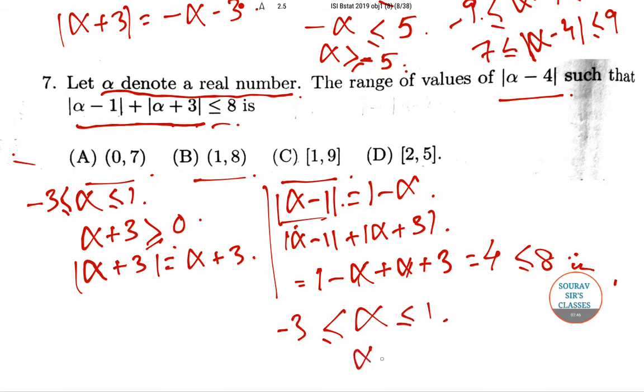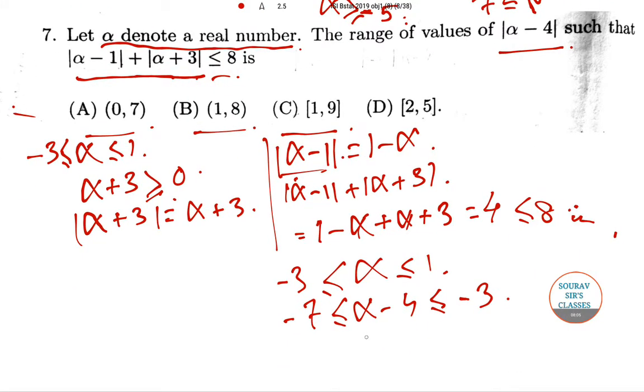So alpha minus 4 can take any value between minus 7 to minus 3. So here mod alpha minus 4 can take any value between 3 to 7.